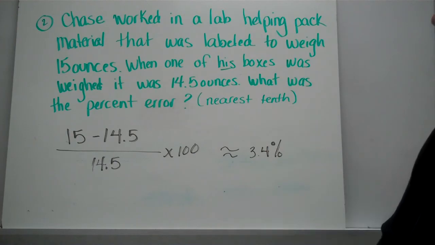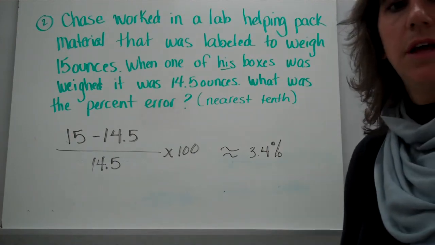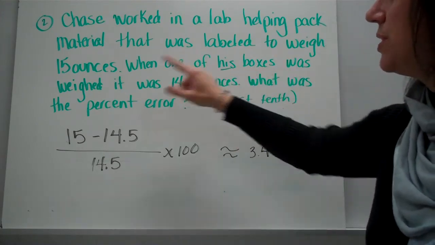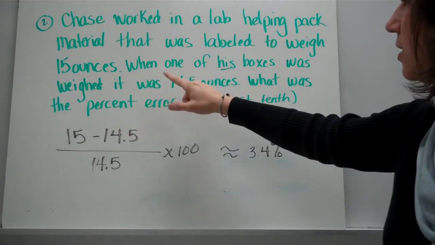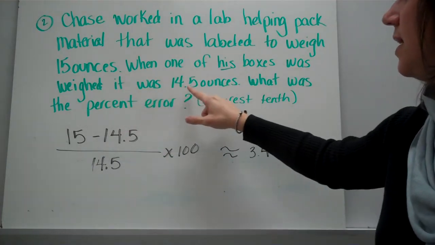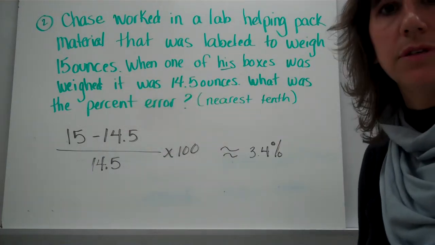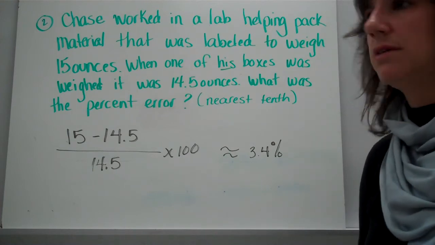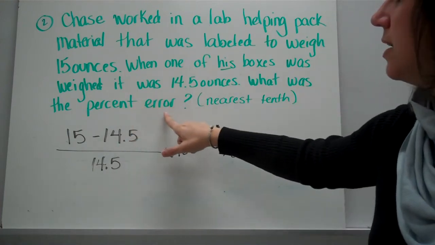Chase worked in a lab helping pack material that was labeled to weigh 15 ounces. The actual packaging said it was going to weigh 15 ounces. Well, one of his boxes came off the conveyor belt, and it was weighed, and it actually weighed 14.5 ounces. So that's a little bit small, isn't it? What was his percent error?